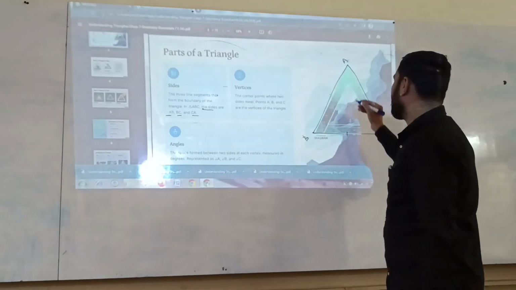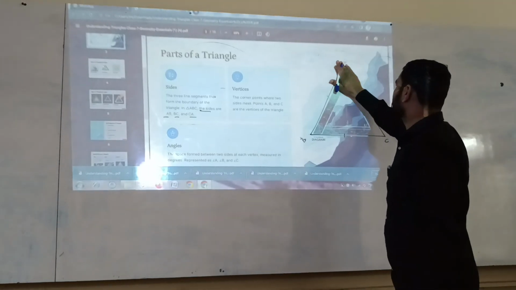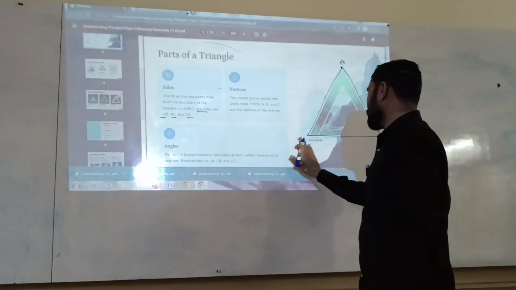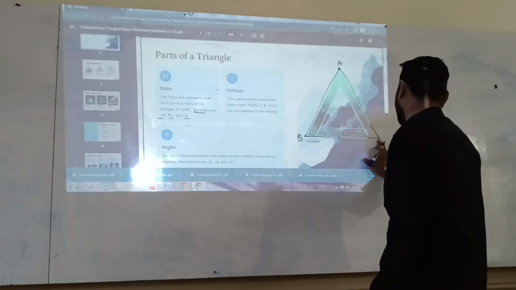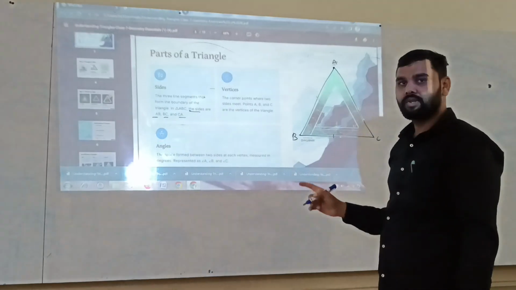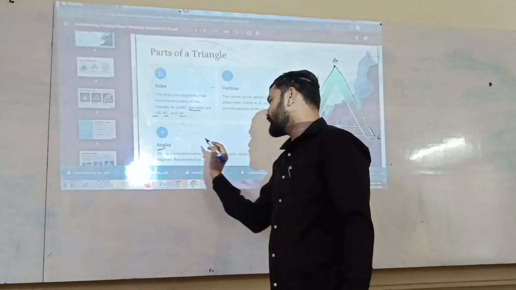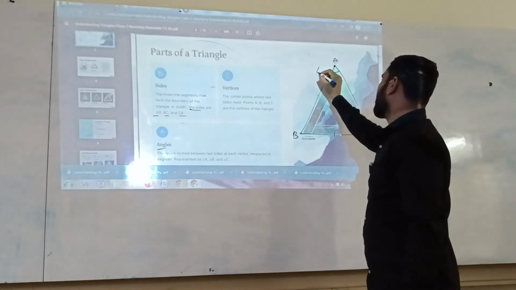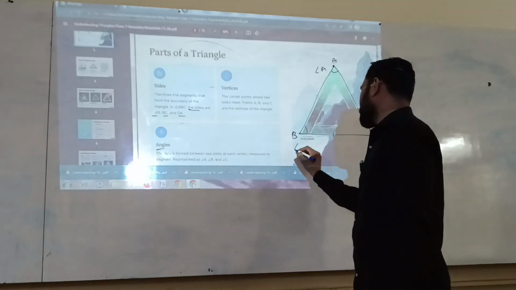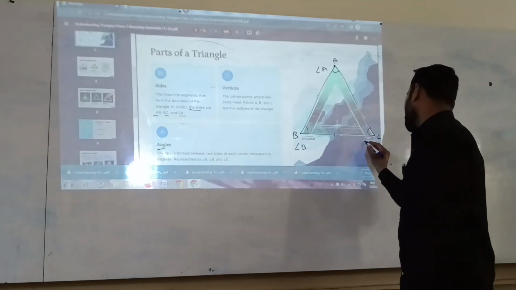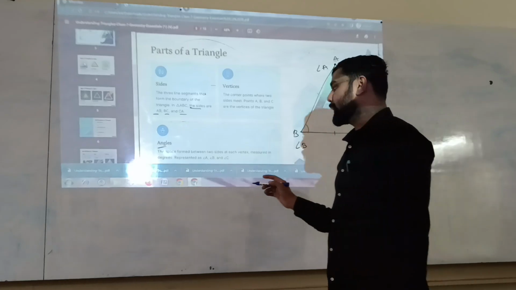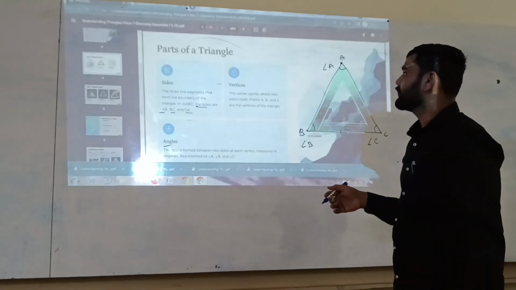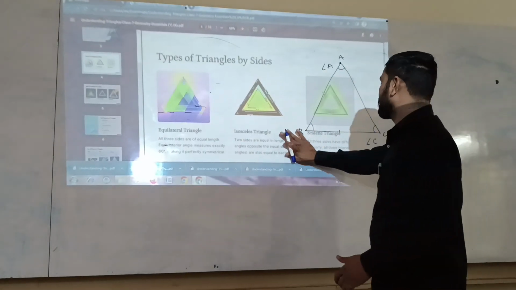Then vertices. A triangle has three vertices. First one is A, second one is B, and third one is C. These are the three vertices of the triangle. Then angles. A triangle has three angles. First one is angle A, second one, angle B, and third one, angle C, with different measurements.